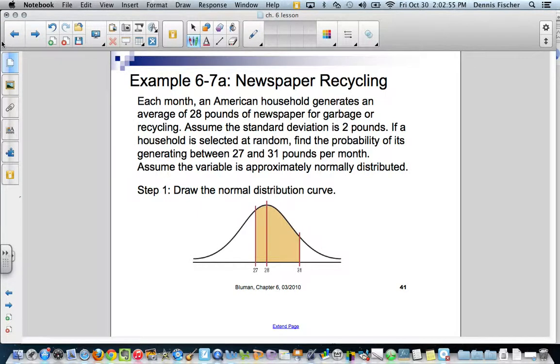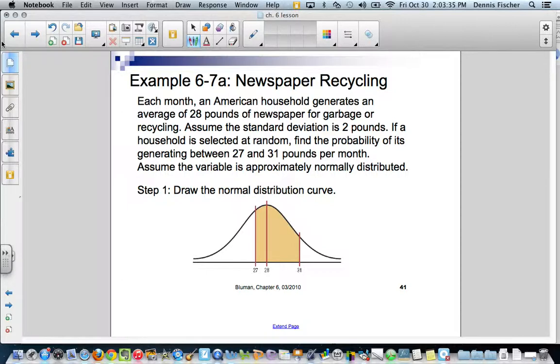Try another one. Let's take that one. They'll read it. Each month, the American household generates an average of 28 pounds of newspapers for garbage. Assume the standard deviation is 2 pounds. If a household is selected, what is the probability it will generate 27 to 31 pounds per month, assuming the variable is approximately normal?